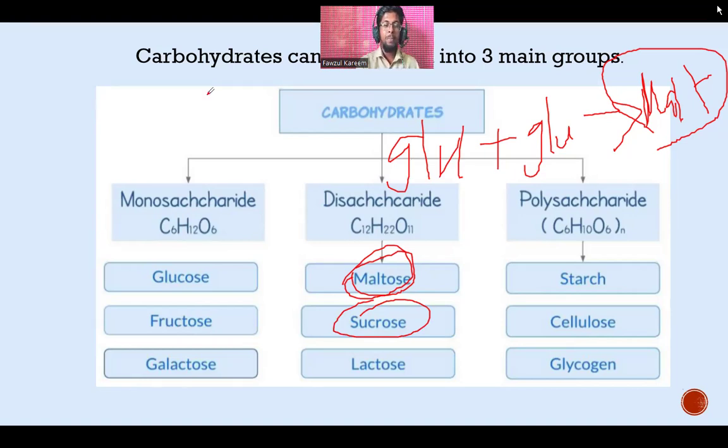Yes, okay, Priya has the correct answer. Okay, very good. Others? Glucose plus fructose. Okay, very good. Rana Zainab, you have the correct answer.